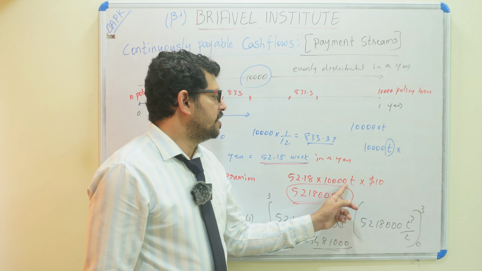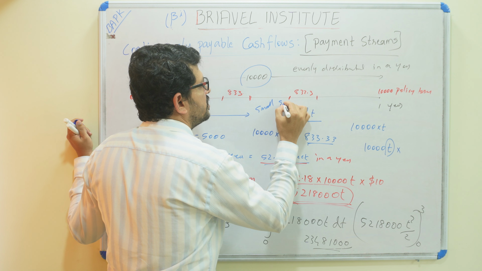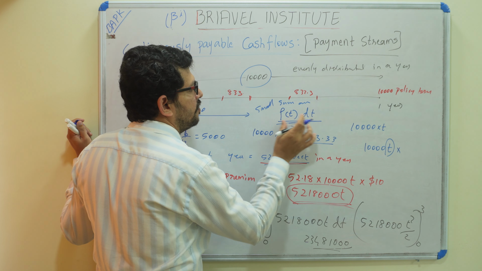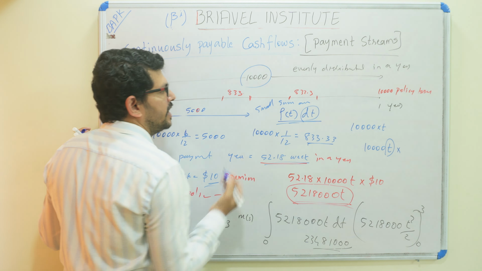So I hope you understood continuously payable cash flows. In continuously payable cash flows, we talk about rho t, and over a small time interval, rho t multiplied by dt gives the small sum amount. The total payment is found by the equation M beta minus M alpha equals the integral from alpha to beta of rho t dt, which gives the total payment in a particular time period.